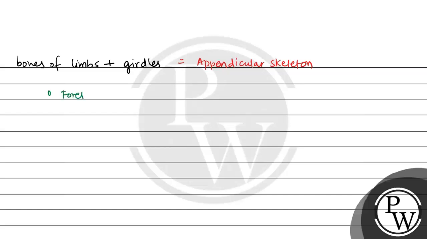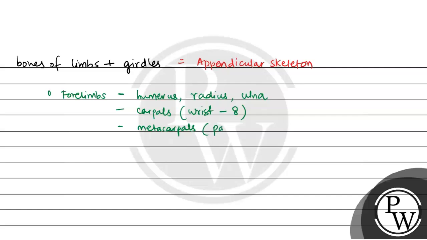सबसे पहले आता है forelimbs. Forelimbs consist of humerus, radius, and ulna. The carpals, which are the wrist bones, which are 8 in number. Then there are metacarpals, which are present in the palm. They are 5 in number. And phalanges are 14 in number. They consist of the fingers or the finger bones.